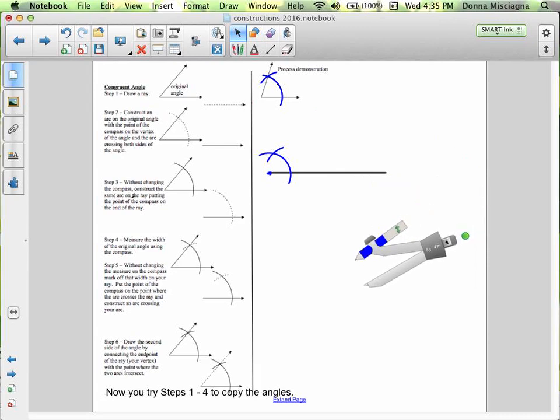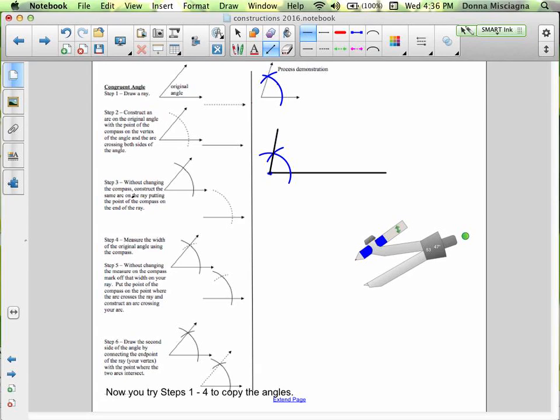Only on the smartboard. All I need to do now, I'm almost done, is draw a line segment. You'll use a straight edge from the point that I started with, from the point I started at to where the arcs intersect. And ta-da! We have copied our angle.